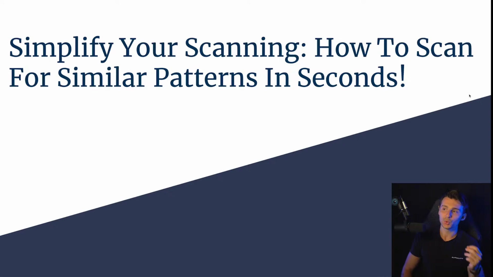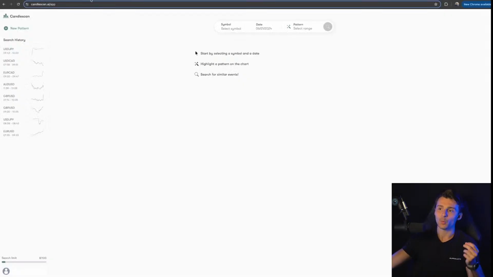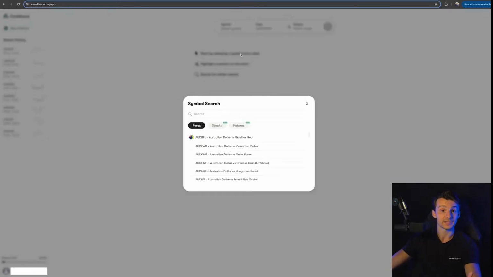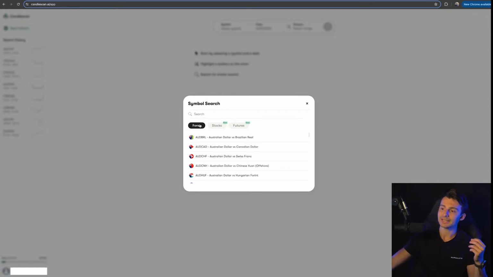And so this tool we're going to talk about today is called CandleScan. What you can do with this tool is select a symbol and a date, and then you go back in time to that specific date on that specific symbol. Right now, Forex is all we have available, but very, very soon, this is going to be available for both stocks and futures and potentially more.